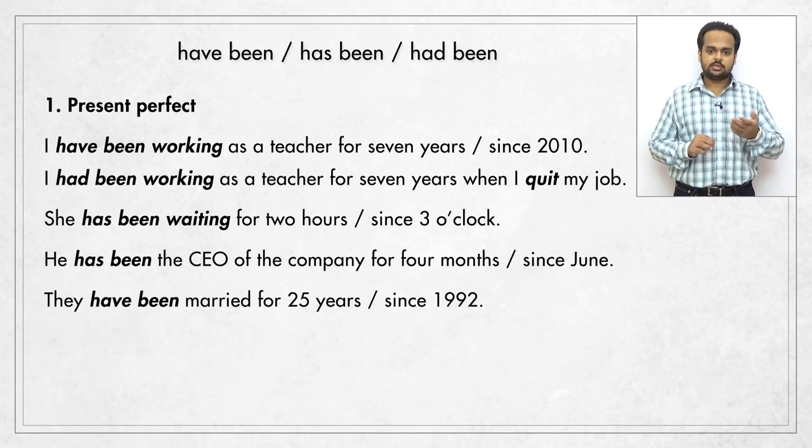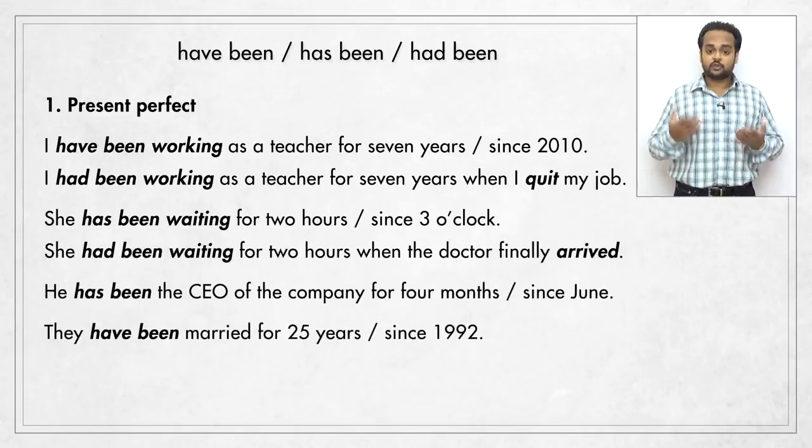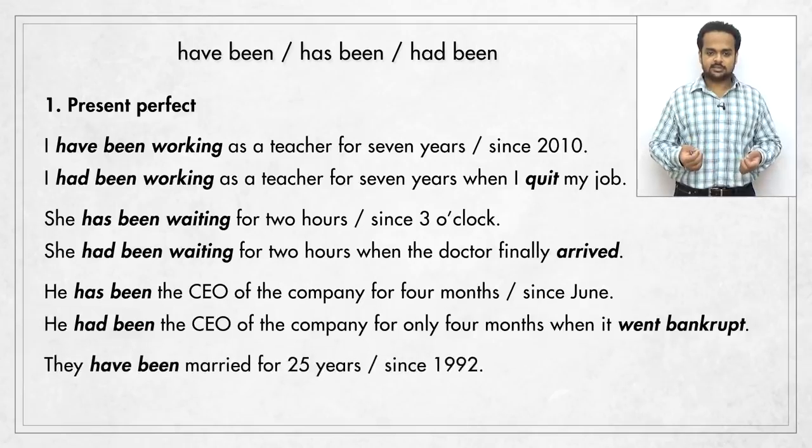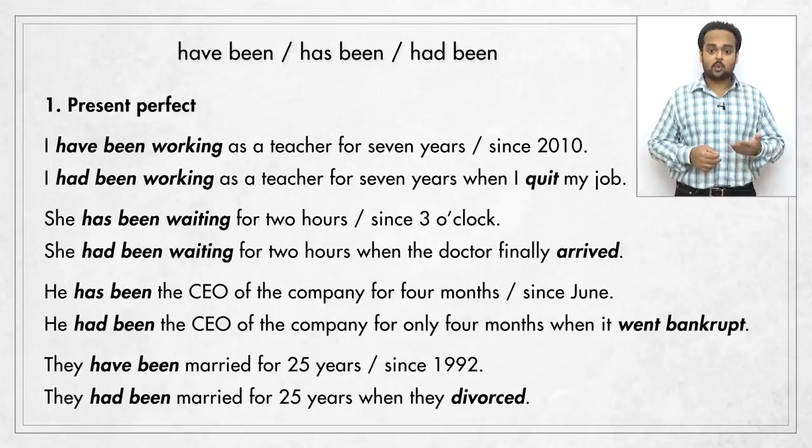So let's go back to the other sentences. With these, we can say, she had been waiting for 2 hours when the doctor finally arrived. He had been the CEO of the company for only 4 months when it went bankrupt. Went bankrupt means the company lost all its money and closed down. They had been married for 25 years when they divorced. So, are they still married?